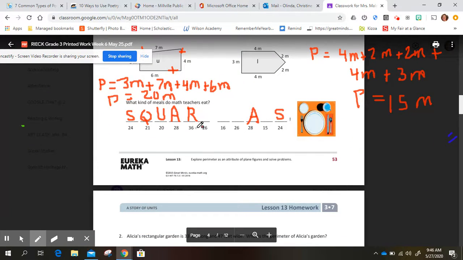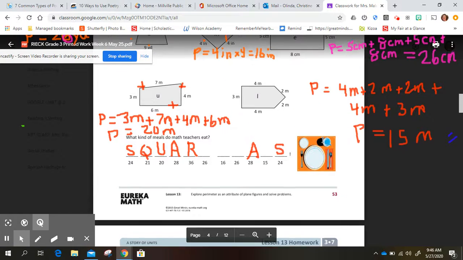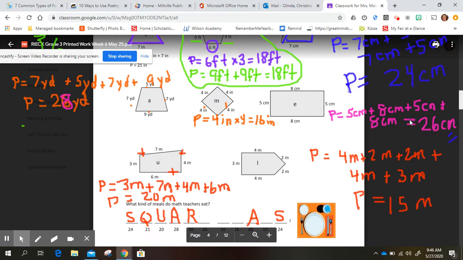And I don't see another 36 down here, but I do see a 26. And I think, 26 was this purple one here. And so that letter was E.